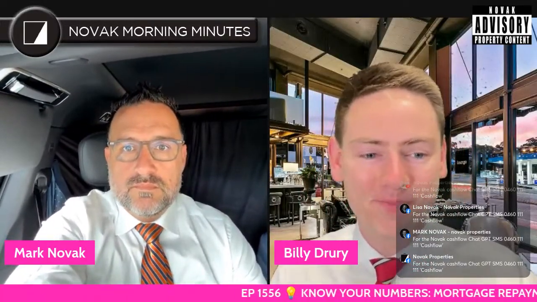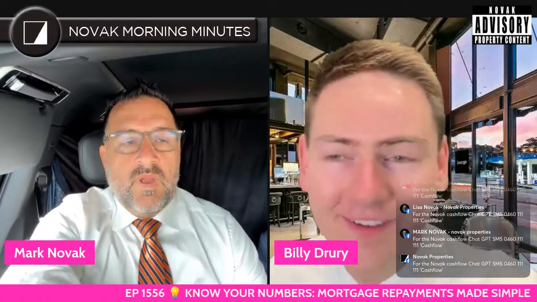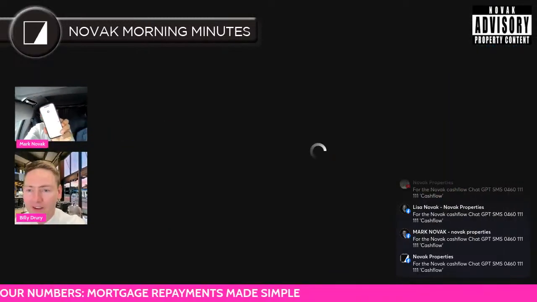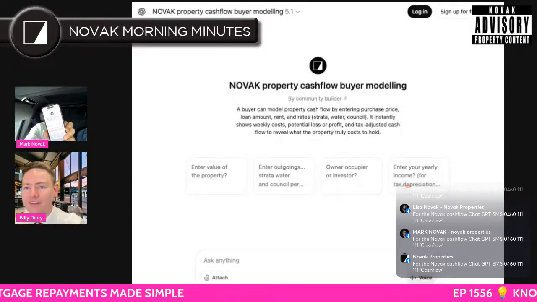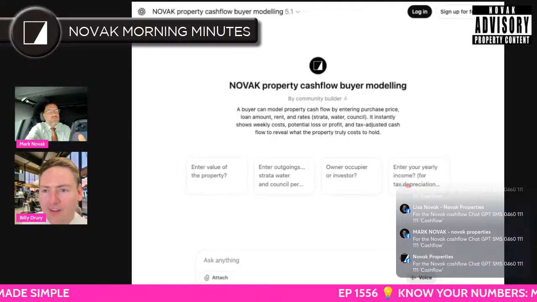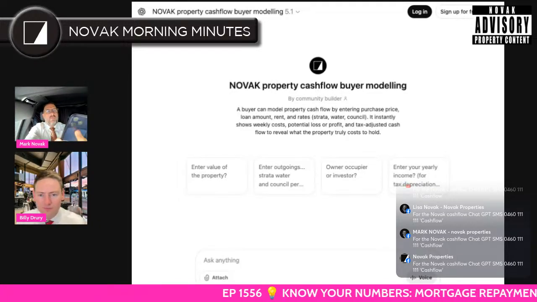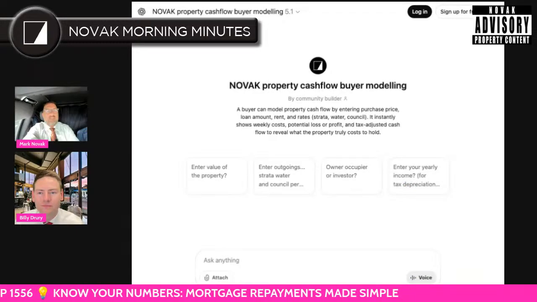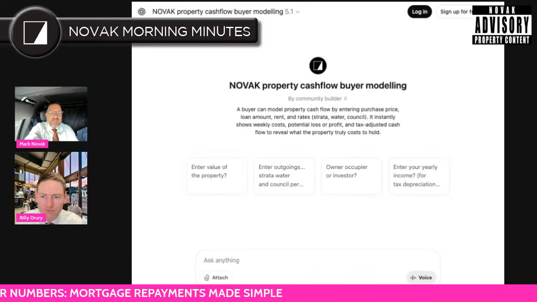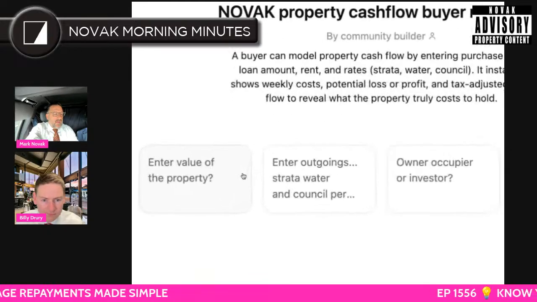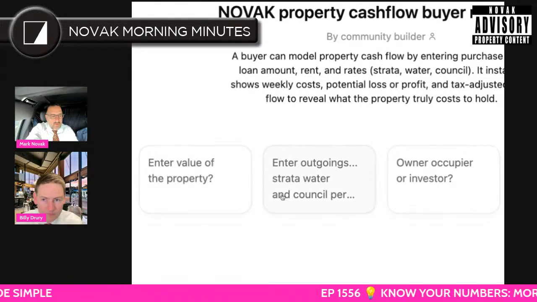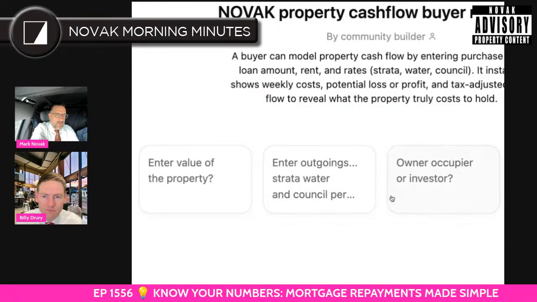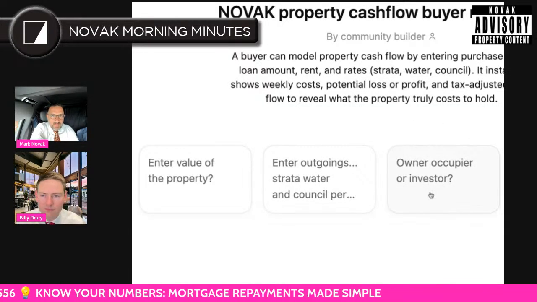Okay, where do we start? Now, I'm going to go deep, and this is going to confuse people straight away. With ChatGPT, you can type in, what we've got along the bottom is stuff that you can or should type in. See those things there, Billy, in the boxes. Enter value of property. Enter strata, water, council. Yep. We've got all of the prompts there for you that you can just plug away.